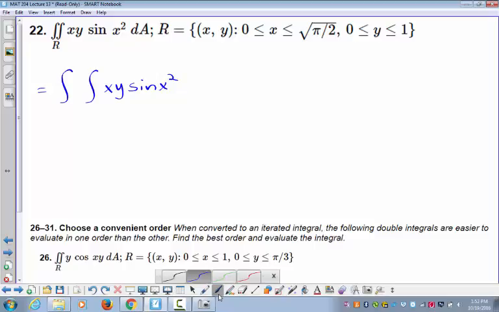Preference? Should we get rid of the y first? Substitution becomes a little easier if it's done last. Should we get rid of the y first? Because x sine x squared is all constant with respect to y. Let's do that. Let's get rid of the y. So we're going to do the y first and then the x.